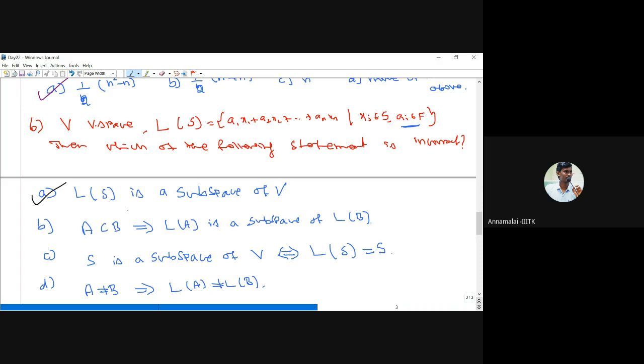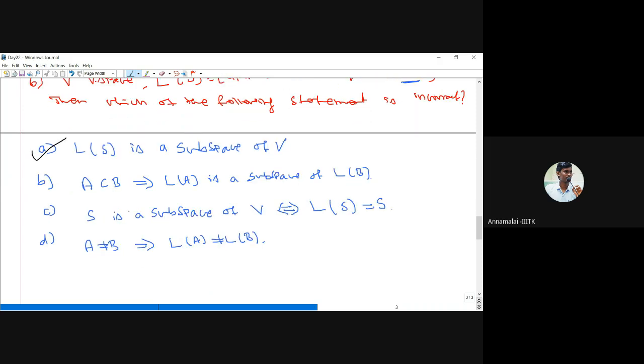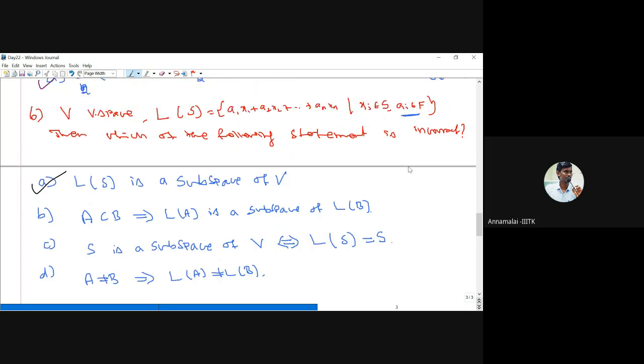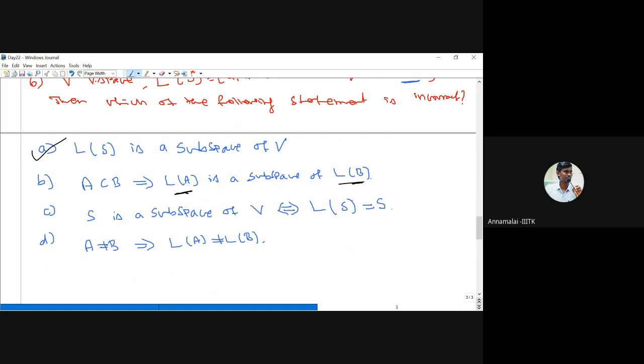Now look at the second one. If A is a subset of B, then L of A is a subspace of L of B, because every element of A is an element of B. We have to prove that L of A is a subspace of L of B. It is enough to prove that L of A is a subset of L of B, because we already know that L of anything is a subspace. Since L of A is itself a subspace and a subset of L of B, it is a subspace of L of B.